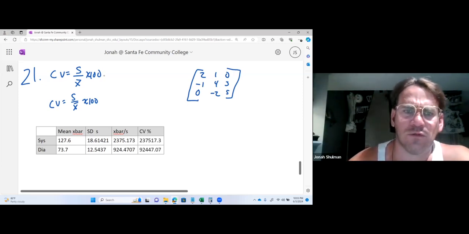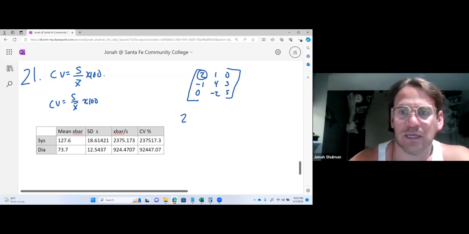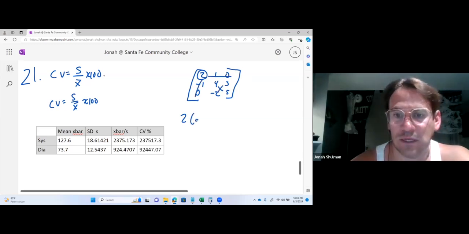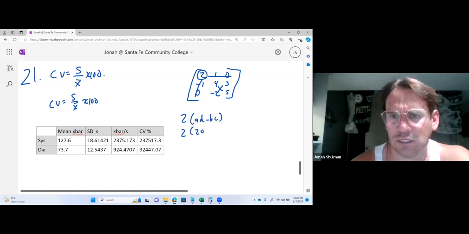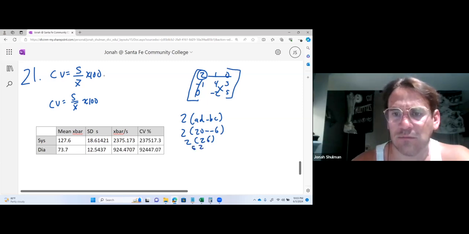So the first one would be, remember how to do this? So you take the 2. And because I have the 2, that means AD minus BC is AD minus BC, which in our case is 2 times 5, which is 20, minus a -6. So it's 2 times a positive 26. So this is 52. We got to minus the middle term and add the middle.